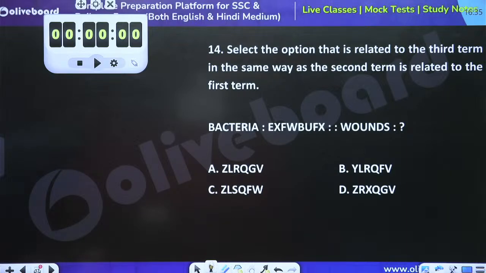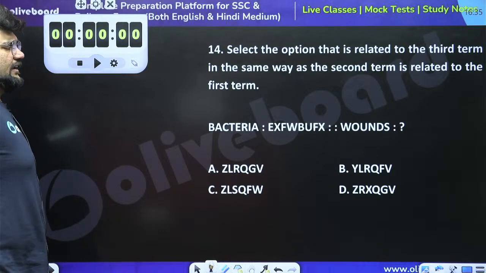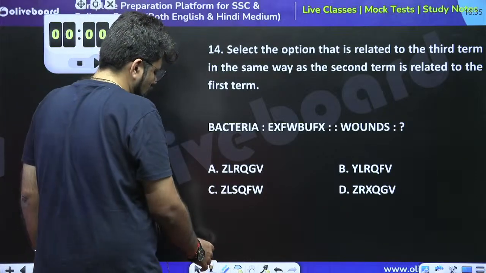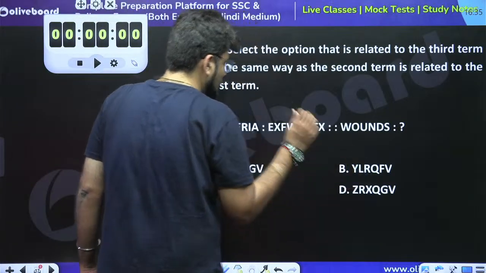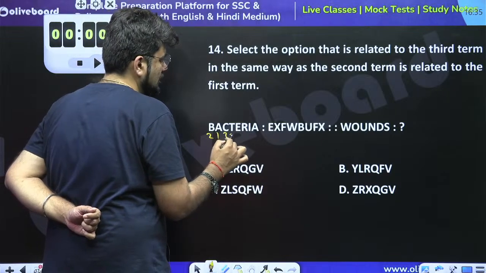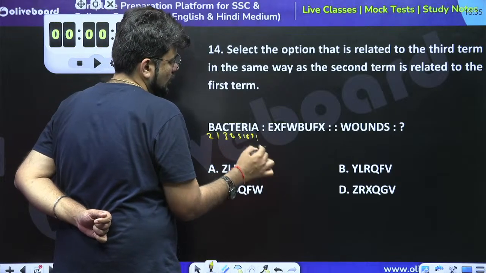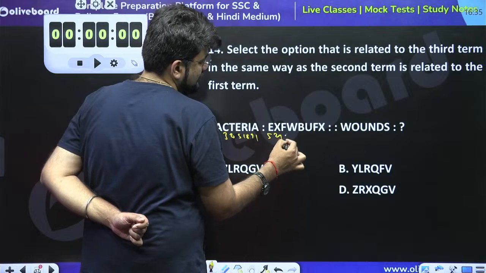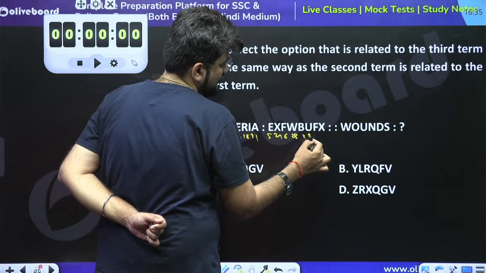Okay, what about this? Very easy. If you are not able to get something, I have always told you, write the place values below it. So 2, 1, 3, 20, 5, 18, 9, 1, 5, 24, 6, 23, 2, 21, 6, 24.